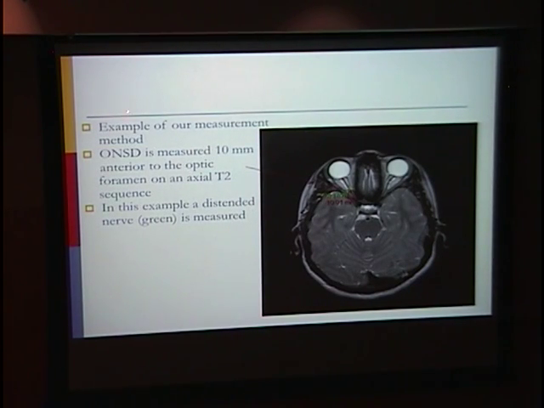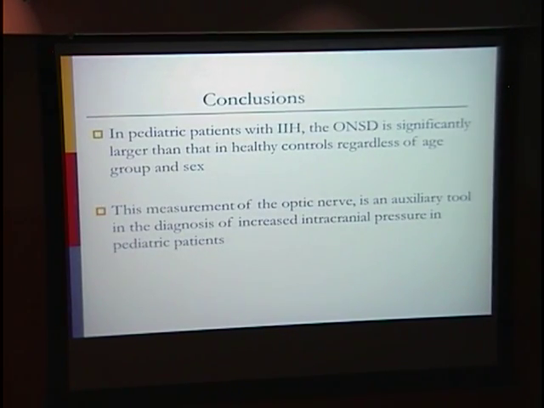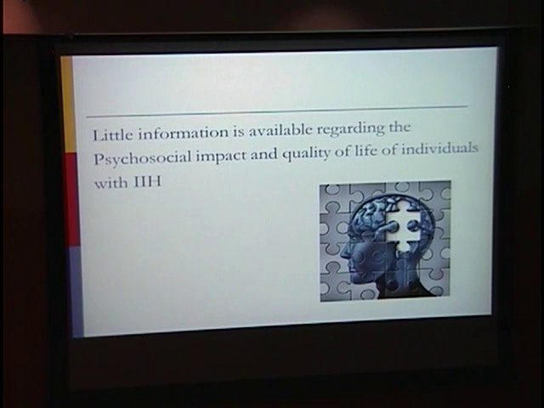And this is just an example of the way we measure it. The optic nerve sheath was measured 10 millimeters anterior to the optic foramen, and in this example you can see the distance in green of the optic nerve. And if we compare it, we can see that there was enlarged optic nerve sheath diameter in kids with pseudotumor cerebri. So we think the measurement of the optic nerve is an auxiliary tool in the diagnosis of increased intracranial pressure in pediatric patients. We think also in the adult, but we didn't do it in the adult group. Little information is available regarding psychological impact and quality of life of individuals with IIH.